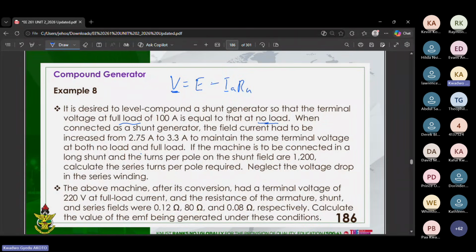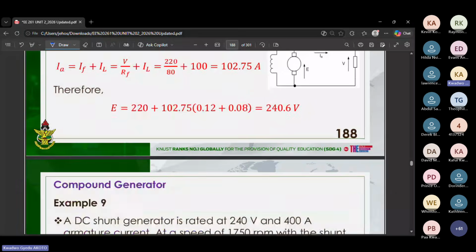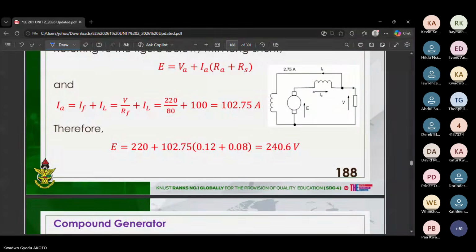If the machine is to be connected in a long shunt, please, we have two types of shunt connections. For compound generators, we have long shunts and short shunts. This right here is our long shunt, where the series winding comes before the shunt field, right? And then it becomes short shunt if we have our shunt field here, our armature here.